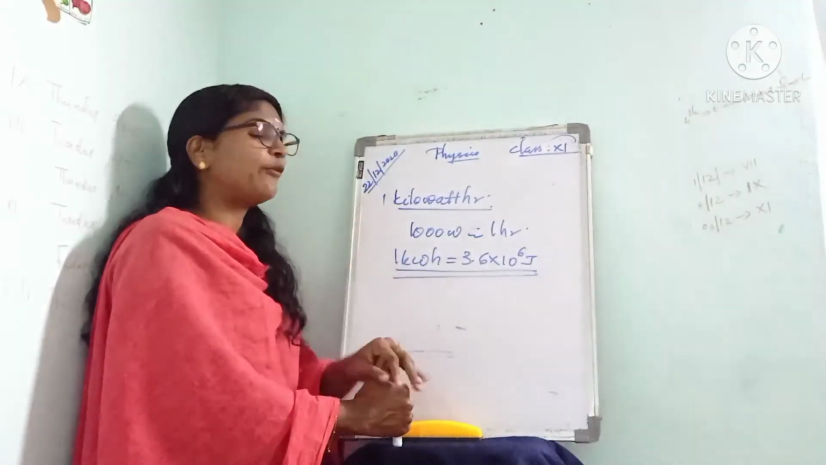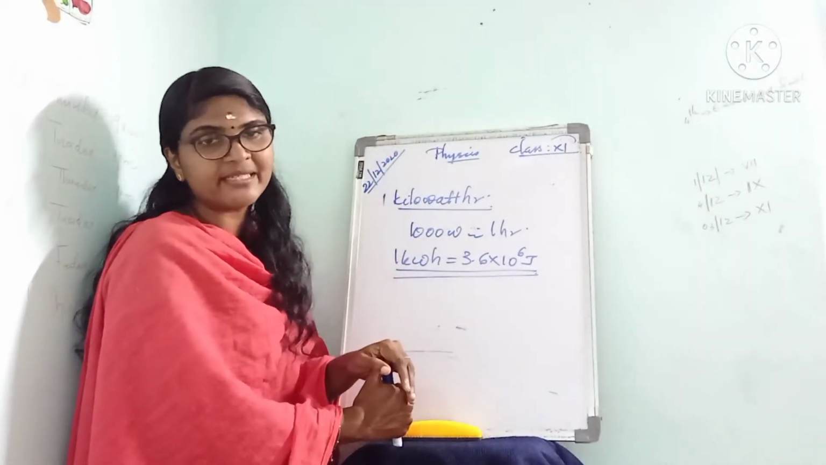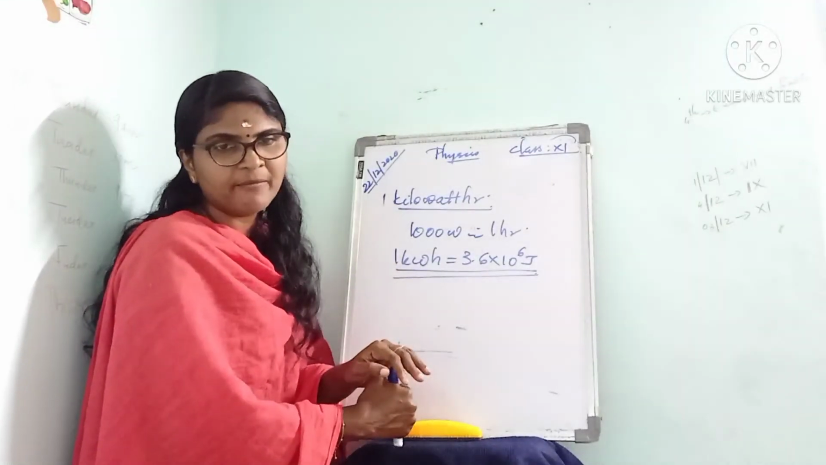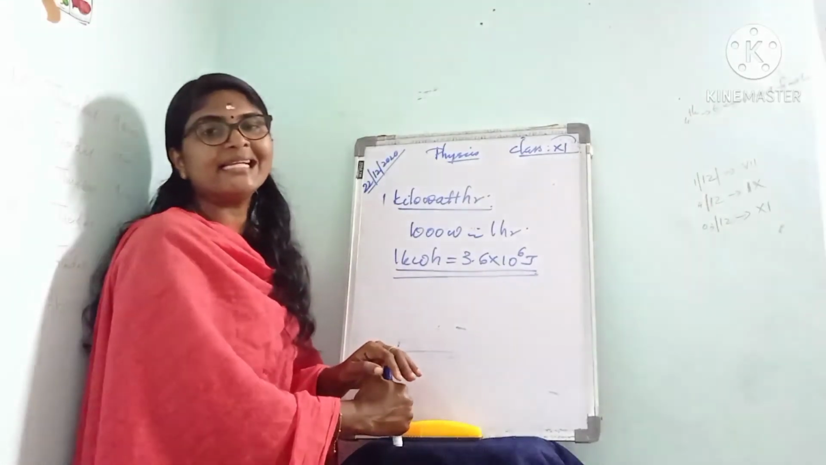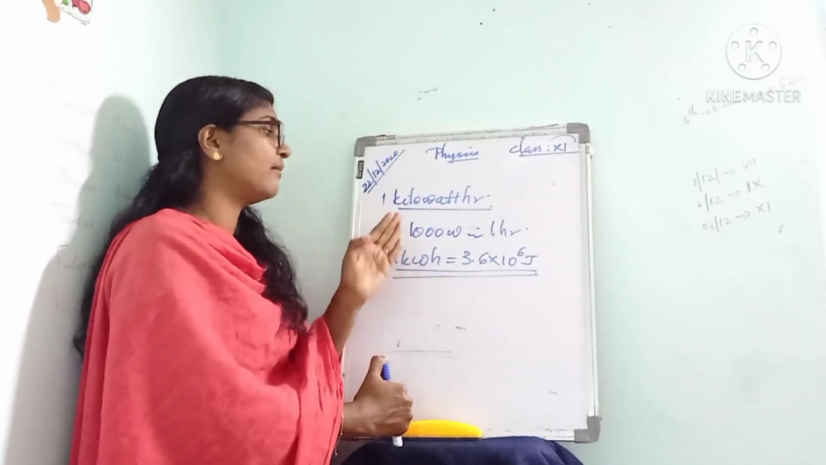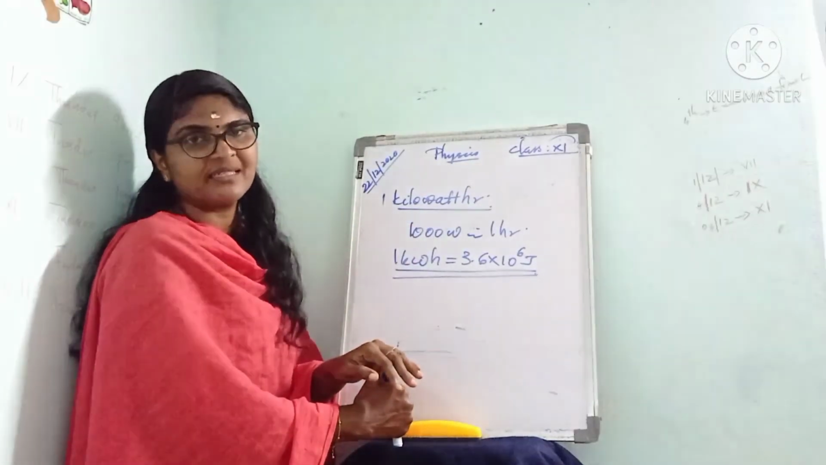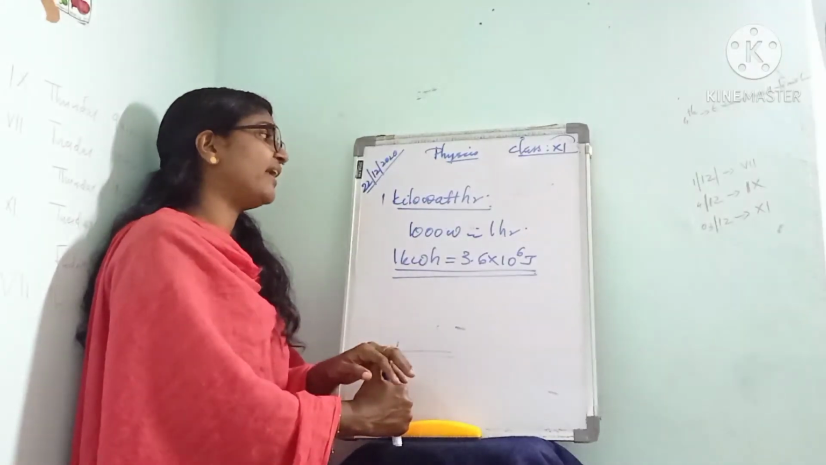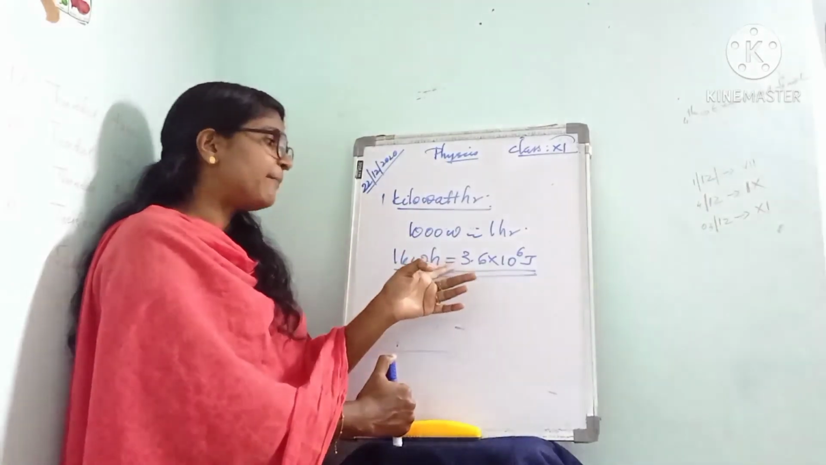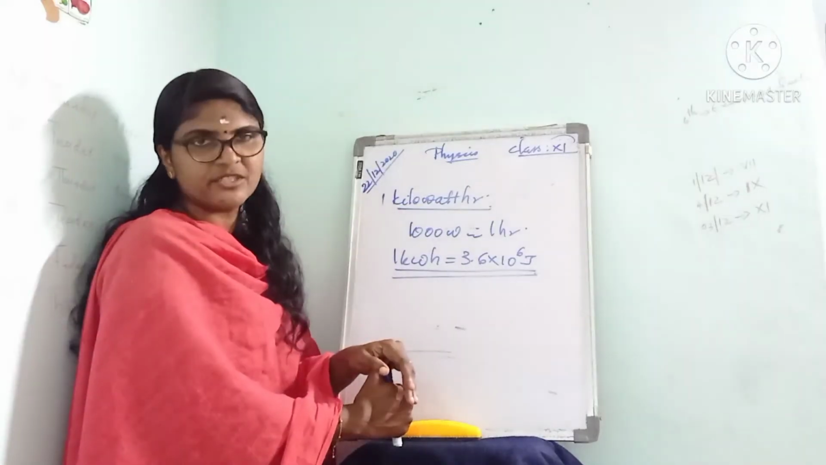Kilowatt hour is the commercial unit of electric energy, and 1 kilowatt hour is the electric energy consumed by a device of 1000 watt in 1 hour. Listen, and we have a relationship between kilowatt hour and the joule. So 1 kilowatt hour is equal to 3.6 into 10 power 6 joule.